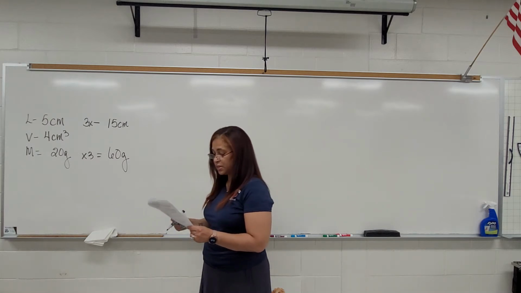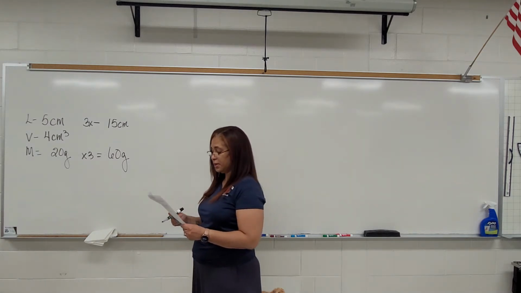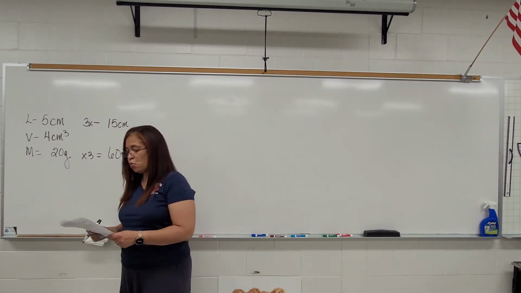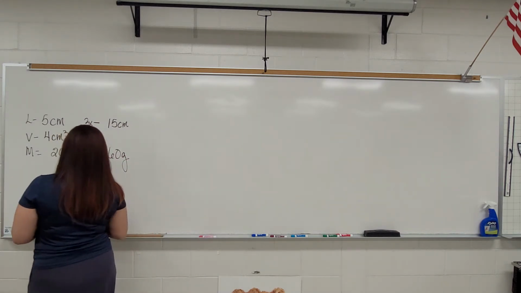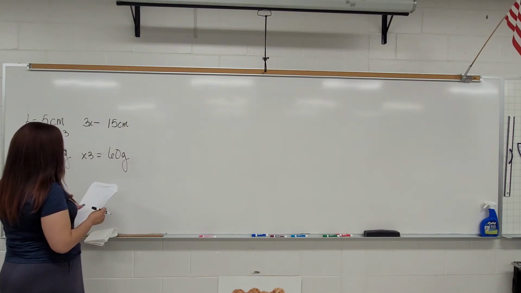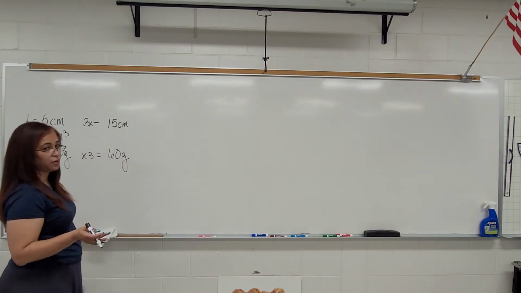Now, the next question, a lot of people had a problem with this question. The question reads, the density of water is 1. The density of oil is 0.91. What is the volume of oil in cubic centimeters that has the same mass as 150 cubic centimeters of water?